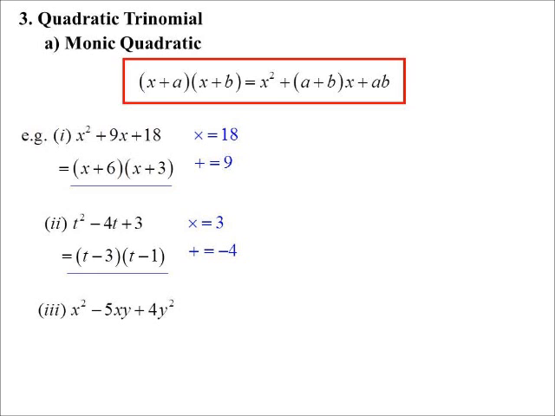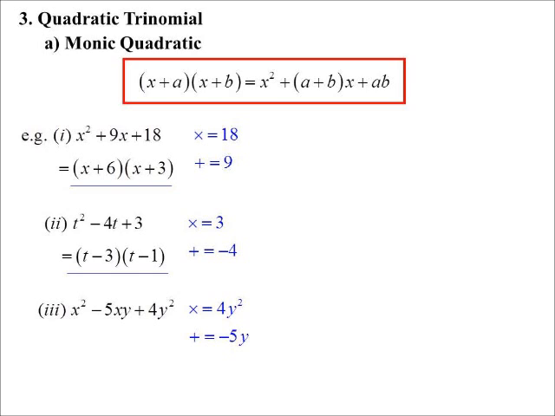Oh, this sometimes throws people. It's got x's and y's, and I've got to factorise it. What's going on there? Well, I still use the same idea. What multiplies together to give 4y squared adds together to give negative 5y. The reality is I don't even need to worry about the y, because it will look after itself. It's the number that's important here.